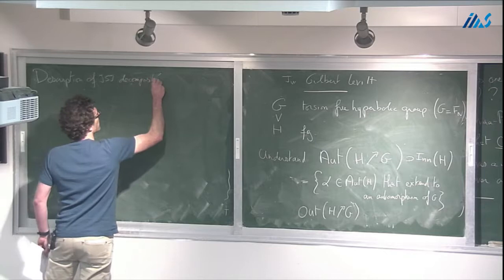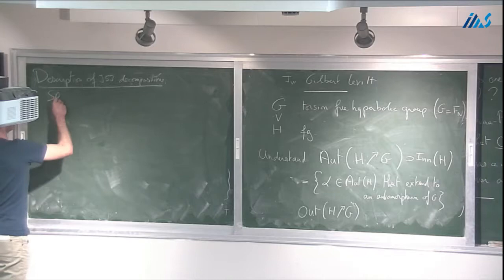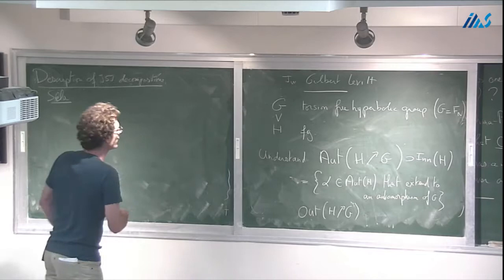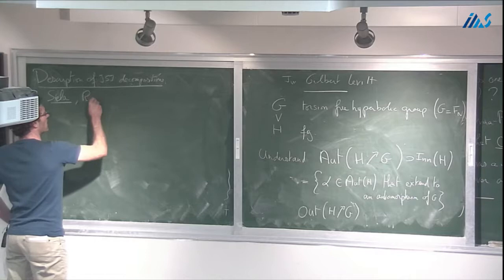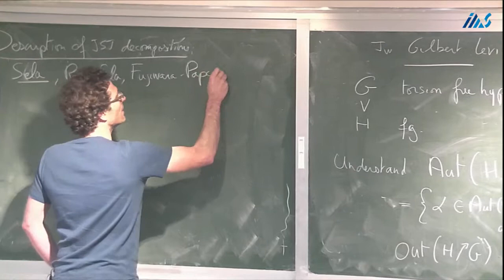Existence and description. This is due to many people, namely Sela, who introduced this. It is an idea that comes from three-manifold theory that was brought to group theory by Sela, and then by Rips and Sela and many other people in the audience. Also Fujiwara, Papazoglou, and Dunwoody and Sageev.